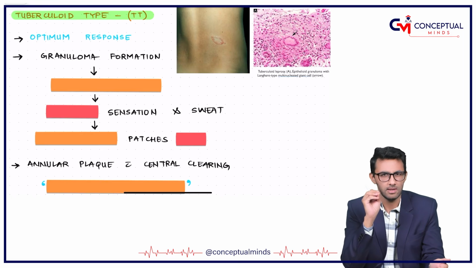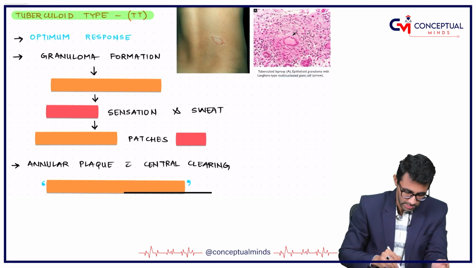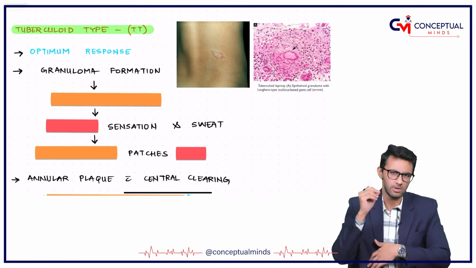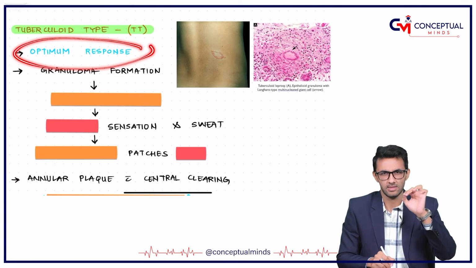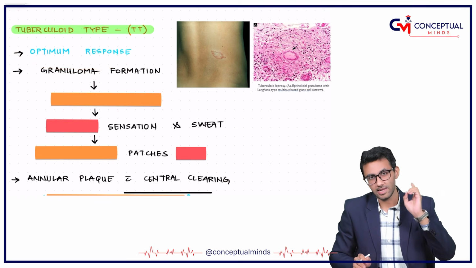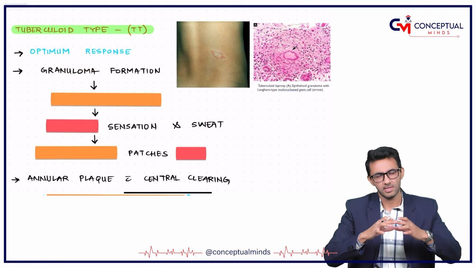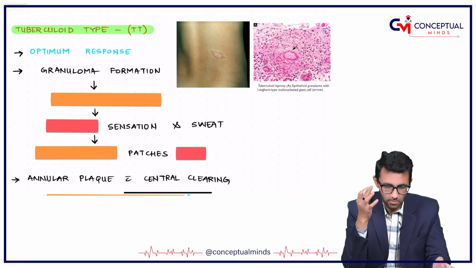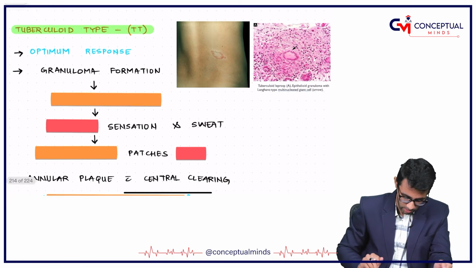Can you comment about cell-mediated immunity? Is it very poor or very good? It is extremely good, right? That is the reason the body gives an optimum response. When we did our overview, the Th1 T cell gives an optimum response, and it can control and localize the infection. That is the reason we call it paucibacillary, not multibacillary. That is one thing we should know.